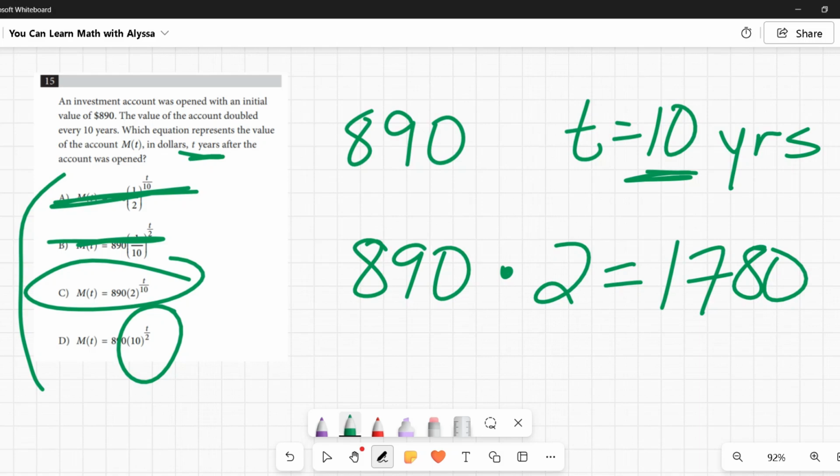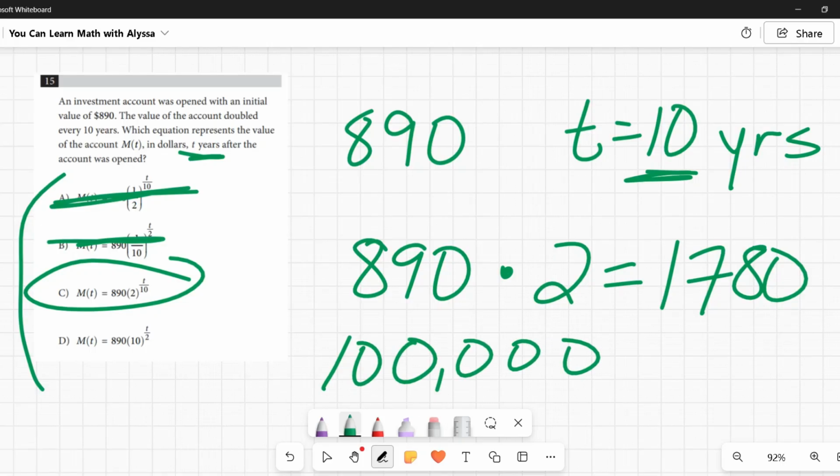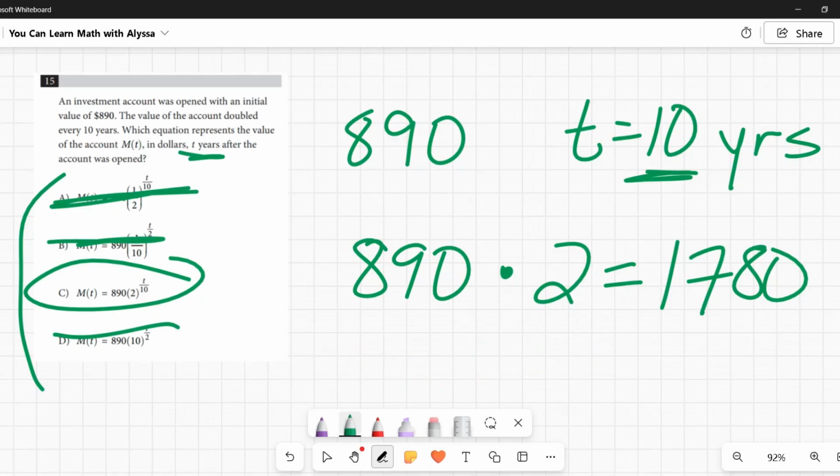Our last one there would be 10 to the power of t over 2, 10 over 2, or 5. 10 to the power of 5 is not 2. 10 to the power of 5 is like 2, 3, 4, 5 is 100,000. So no, that is not correct either. That's a double check. And then if you really want to double check, you could just put all that into your calculator and you will get 1,780.